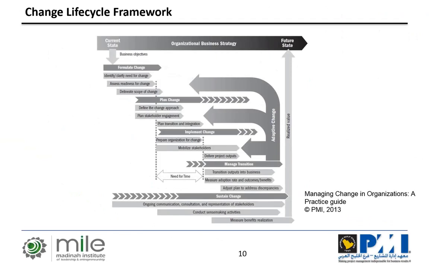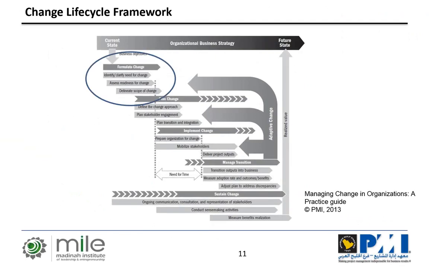Now, we want to look at what happens in that cycle. The first thing that happens is that based on our current state, we need to formulate a change. The formulation of a change has three different components. We have to identify or clarify the need for change, assess how ready we are for a change, and scope out the change.